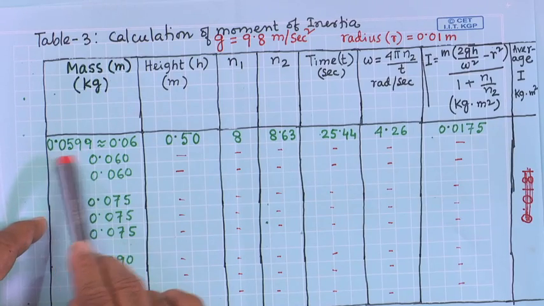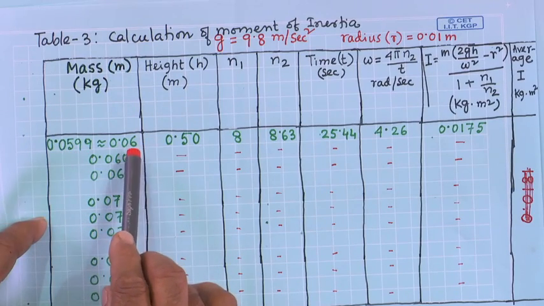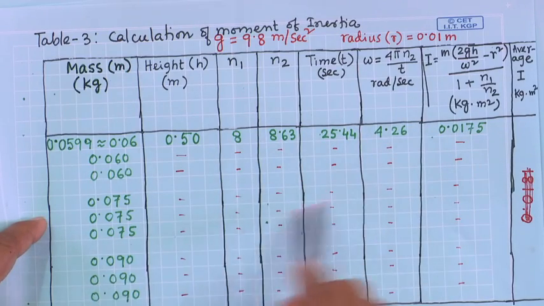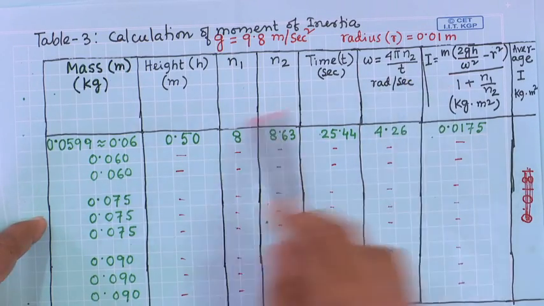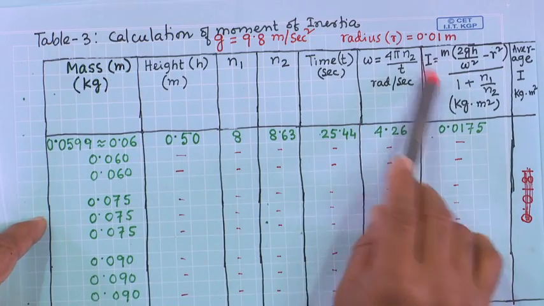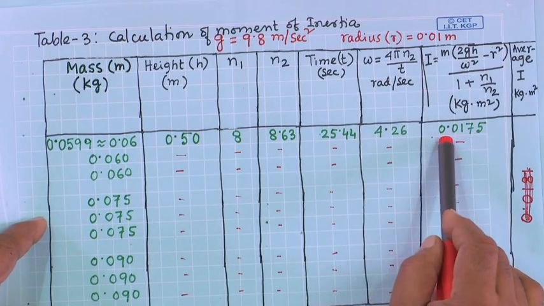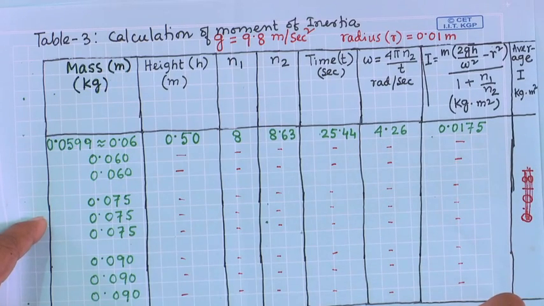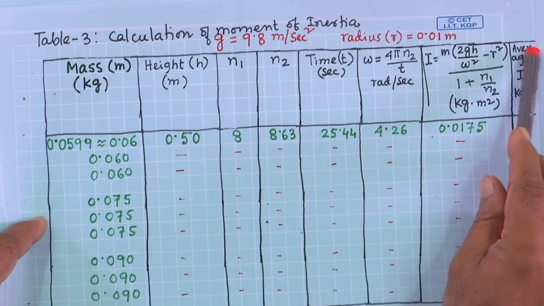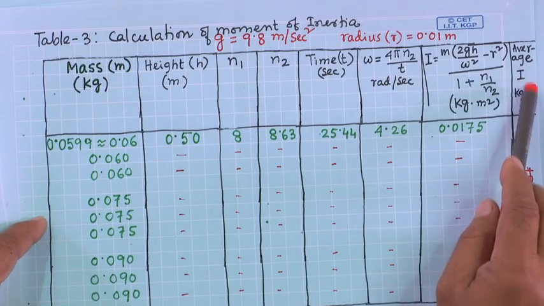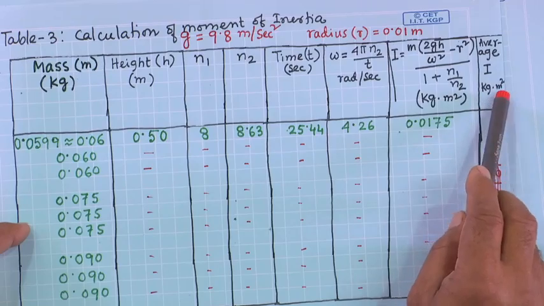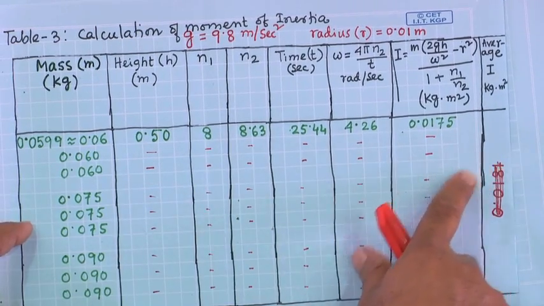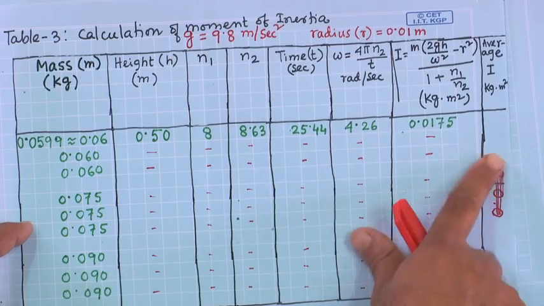So, for 3 masses and 3 heights, the same mass is approximately 0.06 kg. For this mass, you just note down the other parameters, and for this data we have calculated I, the moment of inertia, which is 0.0175. You will get the others too, and then you should take the average and find the average I in kg meter square. So, you should write this. I actually have all the data, and if we take the average, it will be like this.